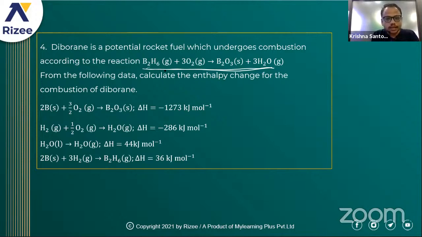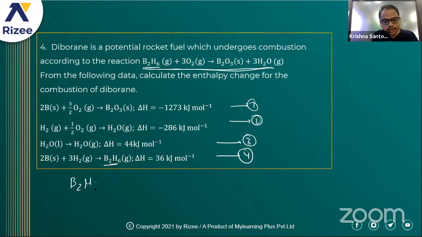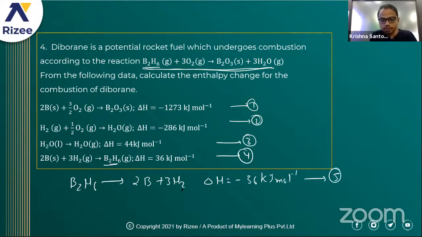Okay, let's see. First of all, B2H6 is there. So find where B2H6 is. So B2H6 is there, so I will write this equation. I suppose these are 1, 2, 3, and 4. So the fourth equation I will write as B2H6 gives rise to 2B plus 3H2. So delta H will be equal to minus 36 kilojoules per mole. So this is, suppose, our fifth equation.